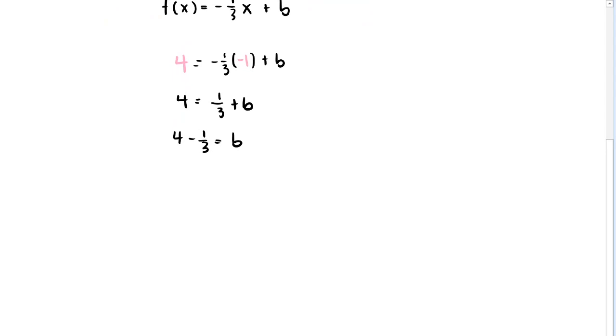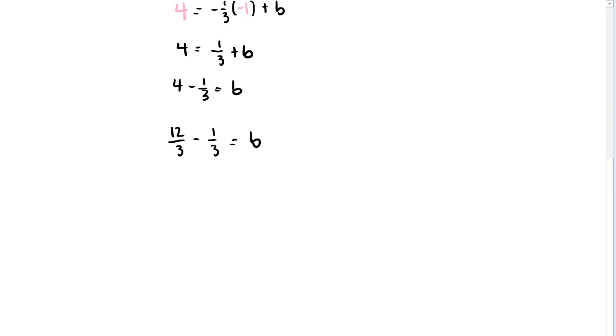And so 4, that's the same as 12 over 3, right? 12 divided by 3 gives us 4, so I can rewrite 4 as 12 over 3. And this is beneficial for us because 12 over 3 take away 1 over 3 have the same denominator, and I can perform the subtraction by subtracting their numerators. And I get 11 over 3 is the value of b.